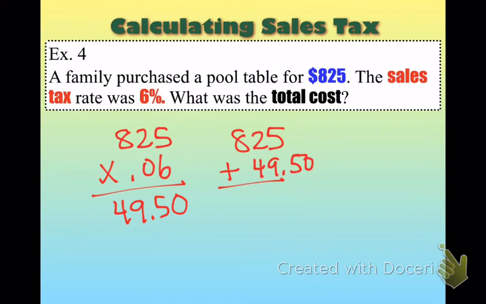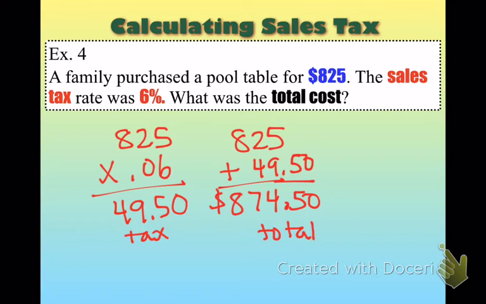So I add 49.50 to my price. Make sure you line up your decimals and everything works out nicely. So we should get 874. This is my tax here, and this is my total. 874 and 50 cents is the final price for this pool table.